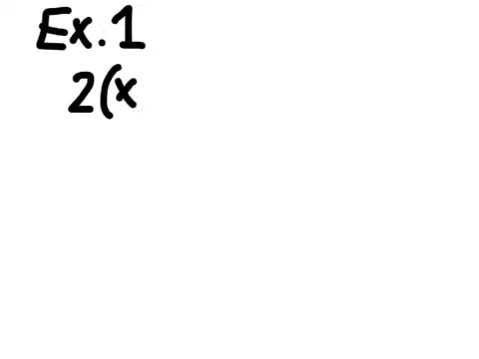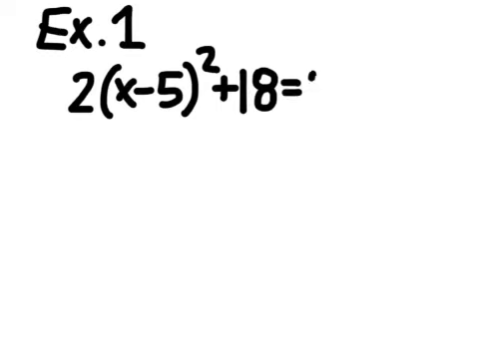So there are some quadratic equations that we can just solve by undoing the operations that have been done to x. So let's look at an equation that we can solve by undoing. So here's example 1. Here's our quadratic equation, 2 times (x minus 5) squared plus 18 equals 26. We call this a quadratic equation because the x is being squared.